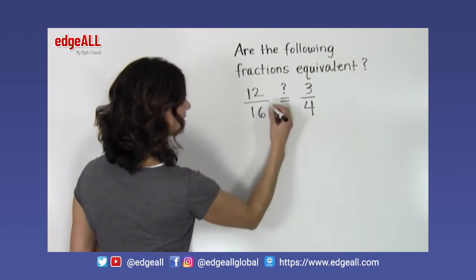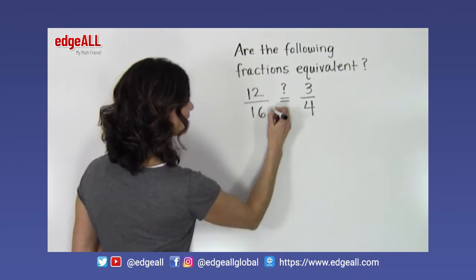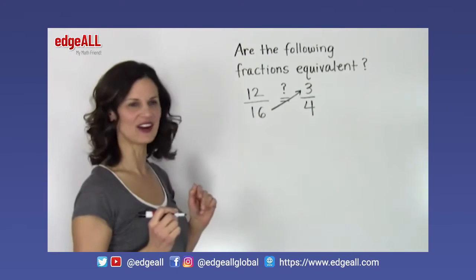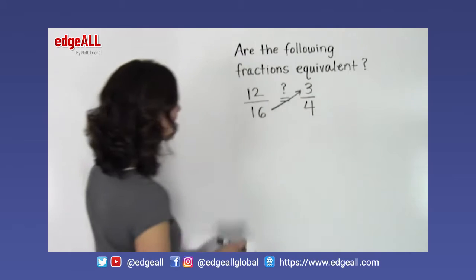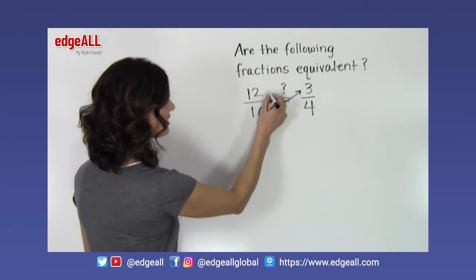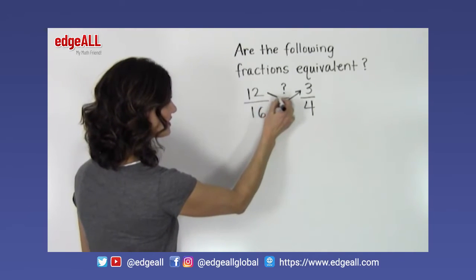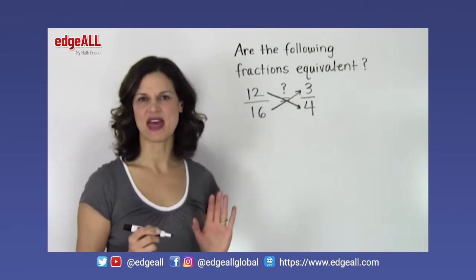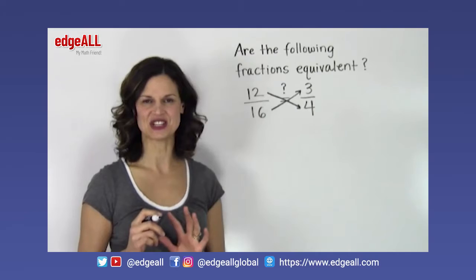We're going to multiply the denominator of the first fraction with the numerator of the second. So I'll draw an arrow there to show us. And then we're going to multiply the numerator of the first with the denominator of the second. So you can see why we call this method cross multiplication.